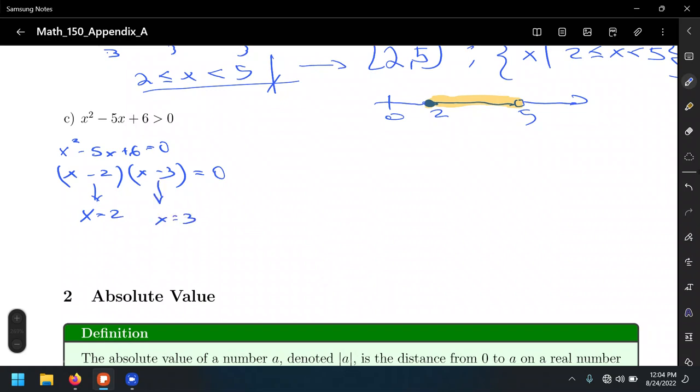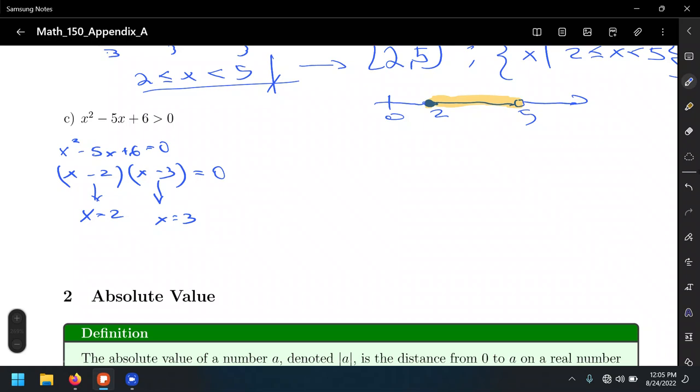Well, what are those numbers? These are the numbers that we call the critical values, and those critical values are going to be plotted on a number line. But the way we plot those critical values depends on the inequality symbol that we have, and that's the part where we need to be very, very careful about.